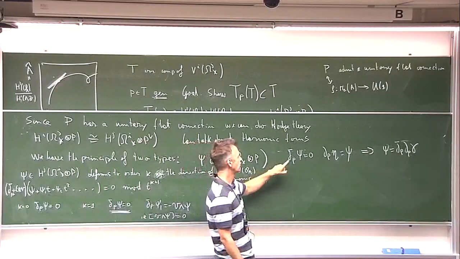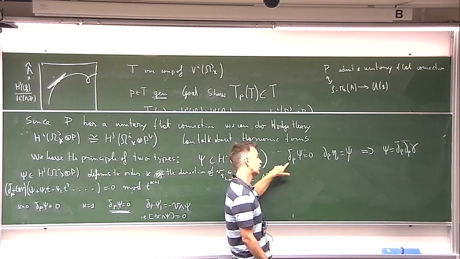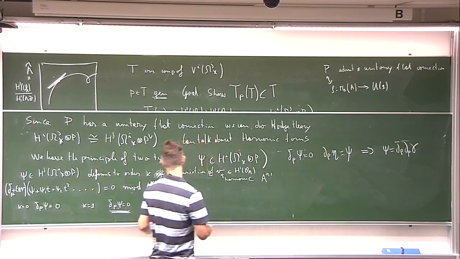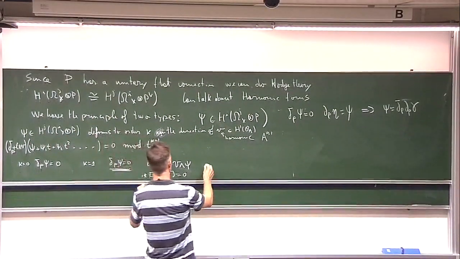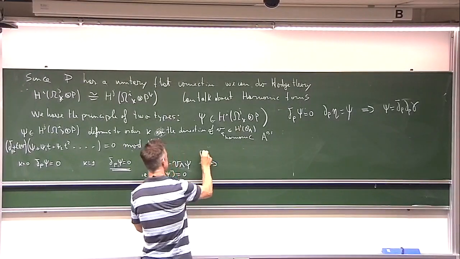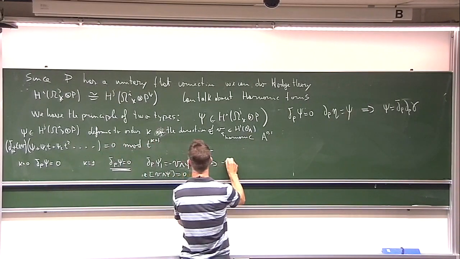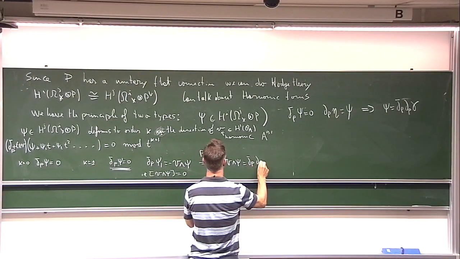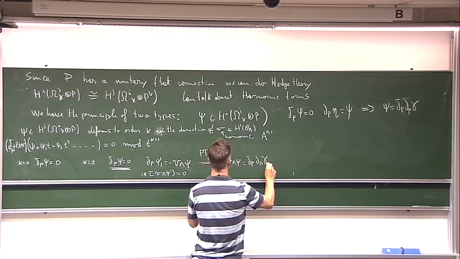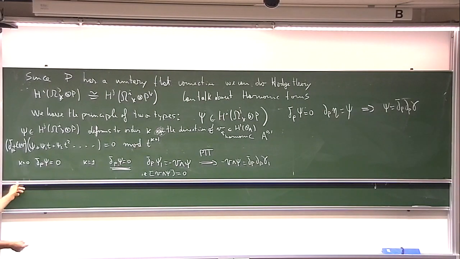You could ask that it's del bar closed, del exact, then it's del bar of something. But you could also ask that it's del closed, del bar exact, and the same conclusion holds. So of course, I stated the dual one, but I think we can live with that. So the principle of two types is going to tell me that then minus v wedge psi is of the form del bar p del E of gamma 1. And you're like, why is this helpful in any way? Well, we'll see. We'll use this information at the next round.